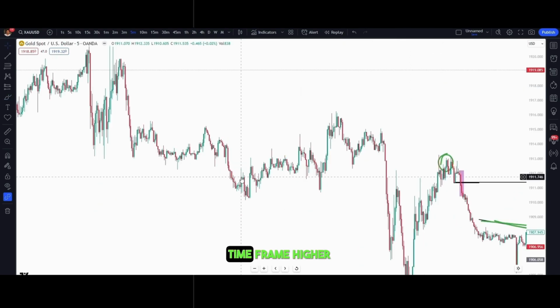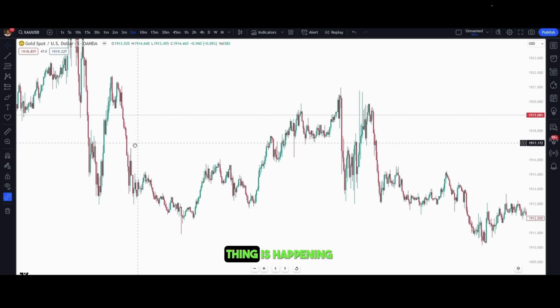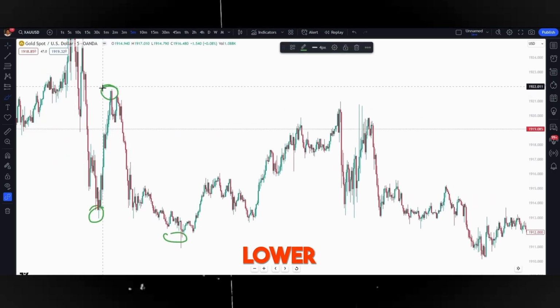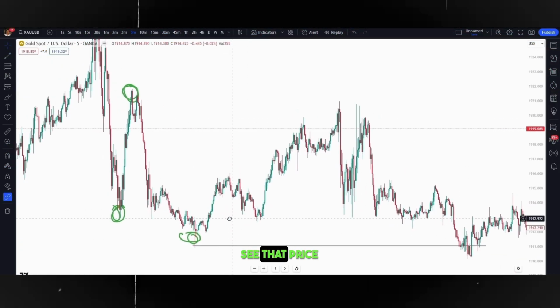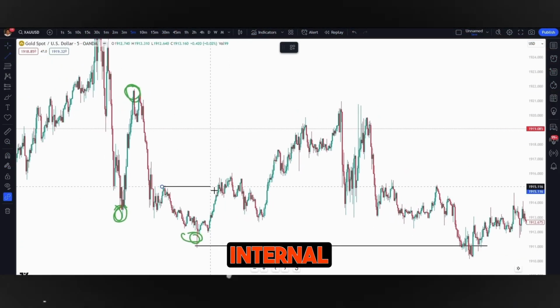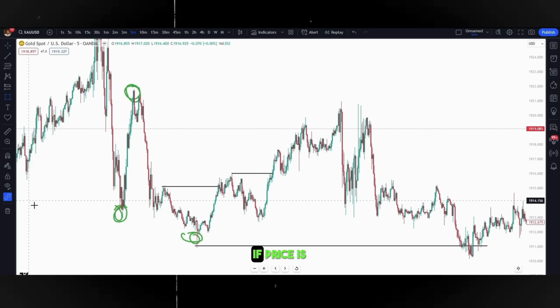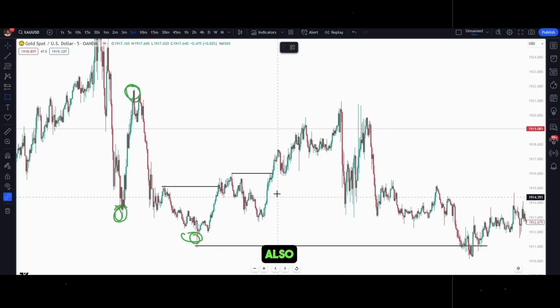It happens on lower time frame, higher time frame, every time frame. Same thing is happening. We can see that price is making lower high, lower low. Okay, this is our last lower low. Here we can see that price is making internal structure. This is internal structure. This is internal structure. If price is making internal structure and there is also liquidity and imbalance and order block, then we can look for intraday trades in that internal structure.